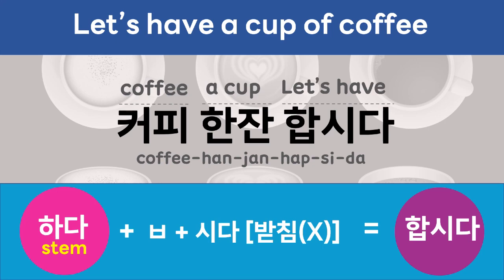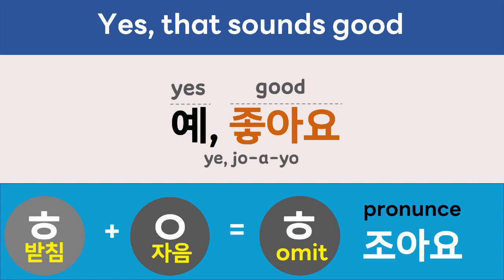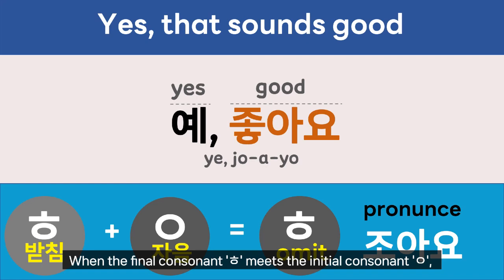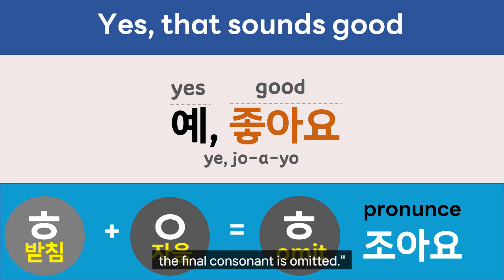하다, To do. 합시다. Let's do it. Yes, that sounds good. 예, 좋아요. When the final consonant 히읗 meets the initial consonant 이응, the final consonant is omitted.